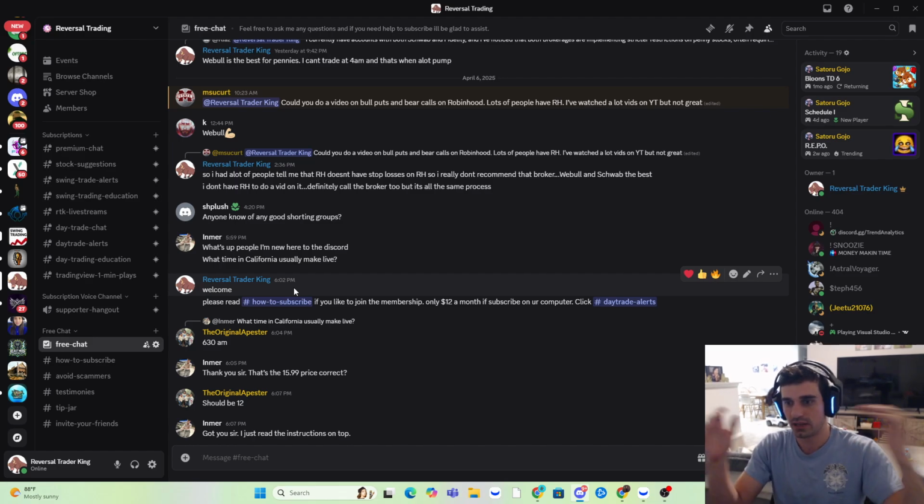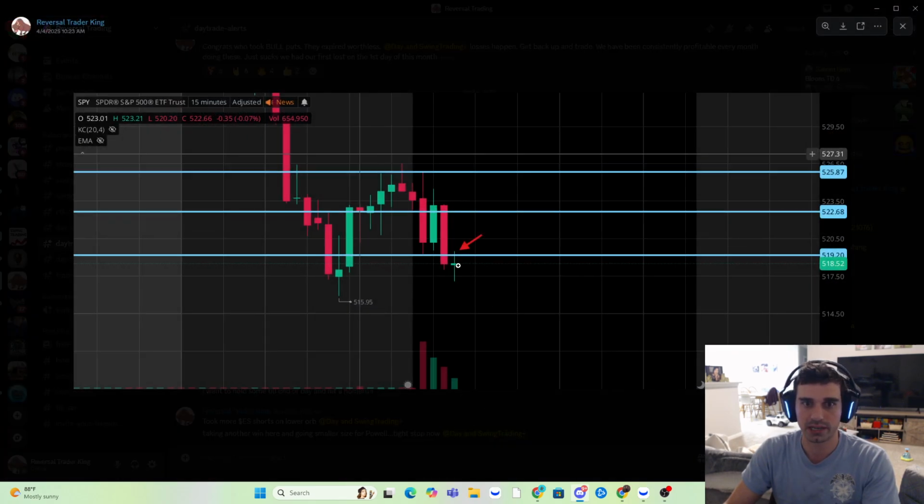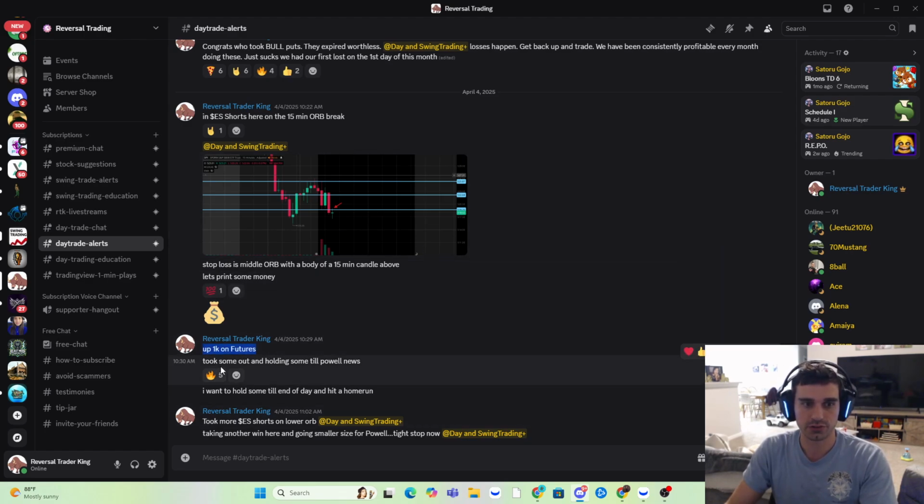Proper risk management, risk versus reward is absolutely amazing. We did this in the day trade alerts. I posted this. I took ES shorts right here on the 15-minute ORB break. You see right here, we had that 15-minute ORB break. Come back to this retest type pattern on the lower. I got my middle line right in here. Told you exactly the entry and the stop loss, and that was a monster. Up 1K on the futures, held some at the end of the day, passing prop firms in one day.